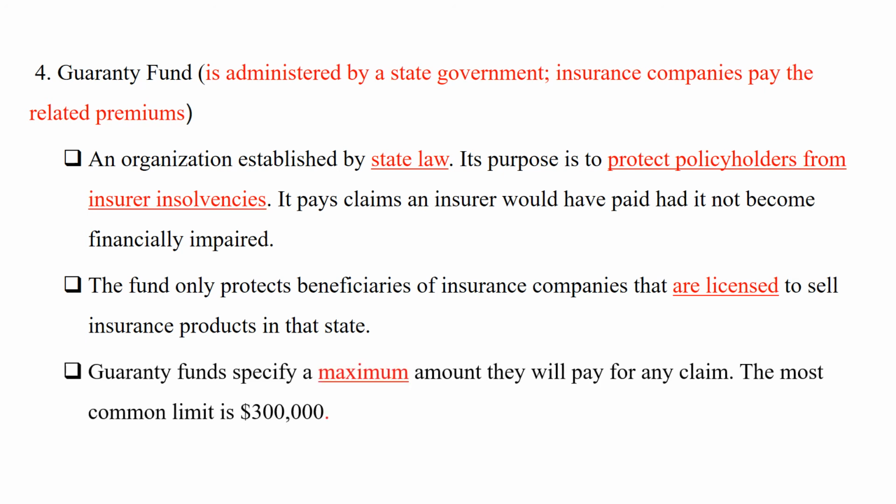In addition, guarantee funds specify a maximum amount they will pay for any claim. And usually, the limit is $300,000. So now, suppose your face amount is $500,000, and your insurance company becomes insolvent. The guarantee fund will only pay $300,000, the maximum amount.